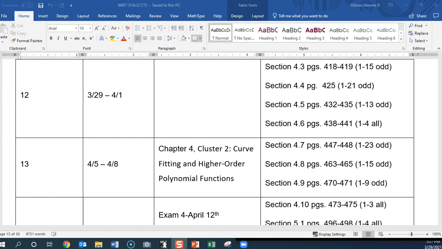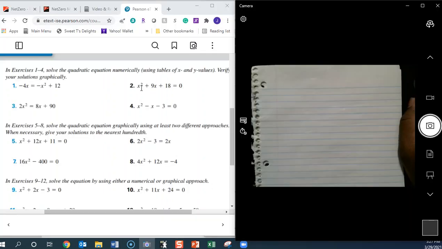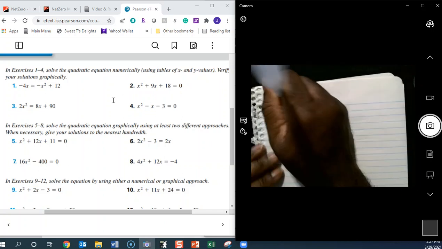So we go to the textbook here to section 4.3. This is page 418. And it says here in exercises 1 through 4, solve the quadratic equation numerically using tables of x and y values. Verify your solutions graphically. Now listen, since we do have the Desmos calculator, I'm going to show you all how to set this up in the Desmos calculator. But first thing, we're looking at number 1.